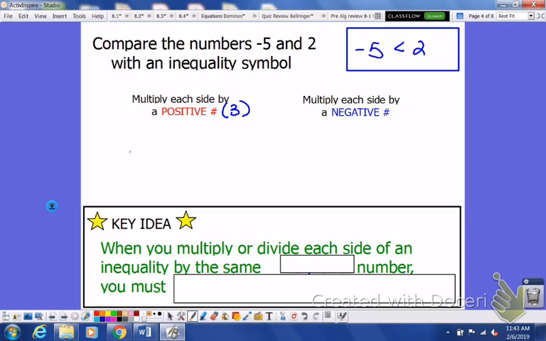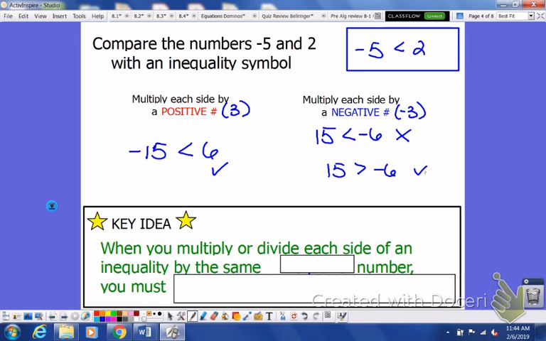So -5 times 3 is -15, less than 2 times 3 is 6. Is -15 less than 6? Yes, so still true. Now, what happens if we multiply each side by a negative number? So instead of positive 3, let's do -3. -5 times -3 gives us a positive 15, less than 2 times -3 gives us a -6. Is 15 less than -6? That is not true. You would actually have to flip your inequality here, where you would have 15 is greater than -6. So there's your true statement.